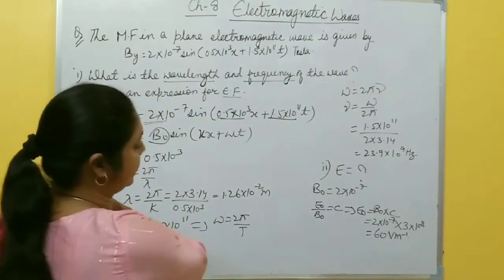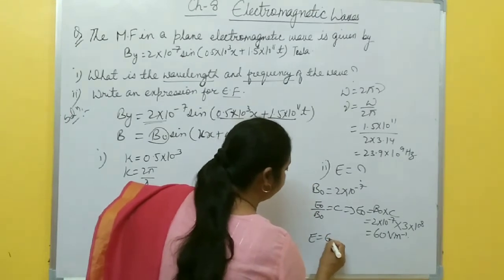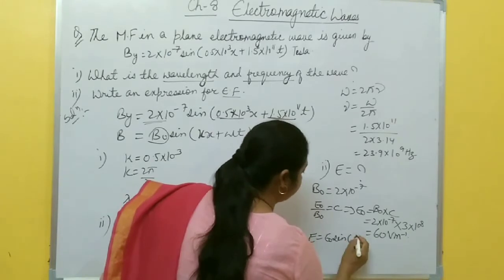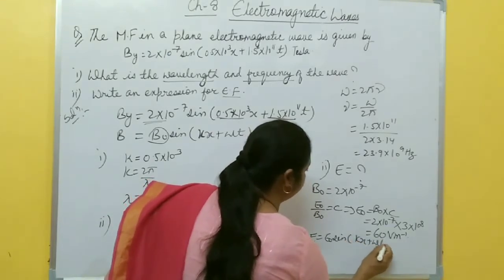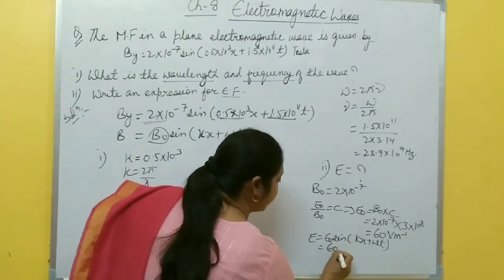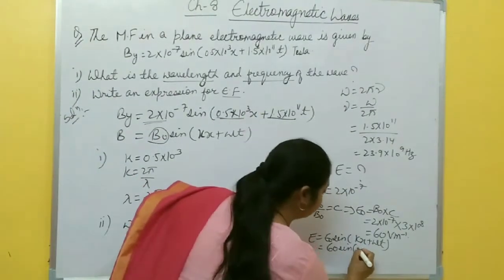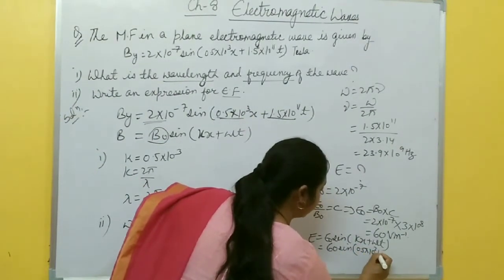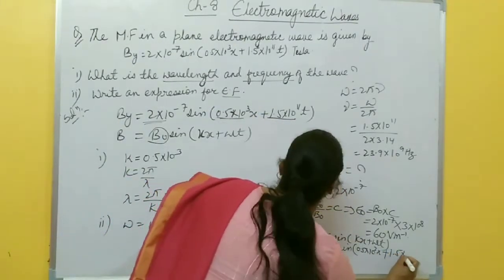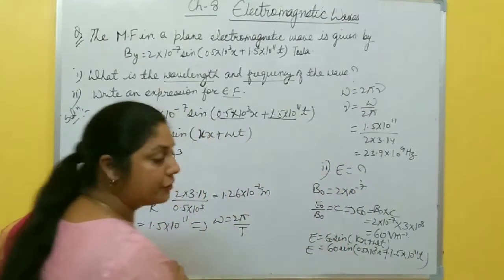So you get 60 here, E naught, and you know E is what? E naught sine omega t. Or you can write kx plus omega t, anything, right? E naught is 60 sine, k is 0.5 into 10 to the power 3 x plus omega, omega is what? 1.5 into 10 to the power 11 t. So you get E. But what is the direction of E here?